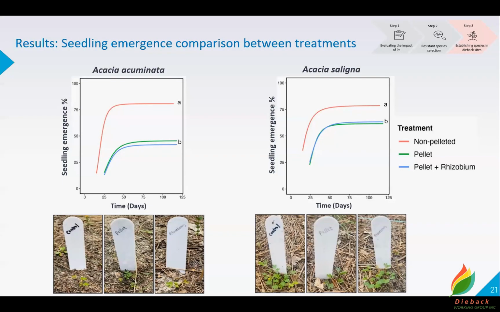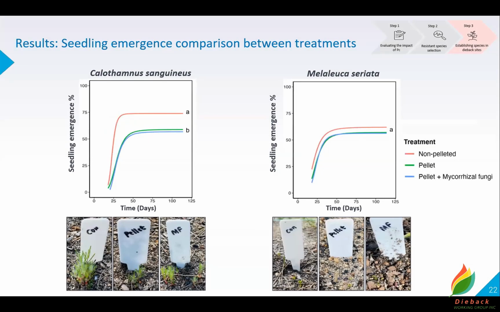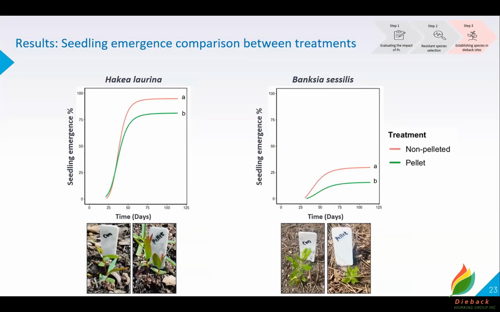When I compare the seedling emergence between treatments, here I have plotted seedling emergence percentage against time. You can see that in both acacia species, non-pelleted seeds, shown in red, resulted in the highest seedling emergence compared to the pellets. Again, in Calothamnus, non-pelleted seeds resulted in the highest seedling emergence. However, in Melaleuca, there was no difference between pellets and non-pelleted seeds. In Hakea and Banksia, the seedling emergence of non-pelleted seeds was higher compared to the pellets.